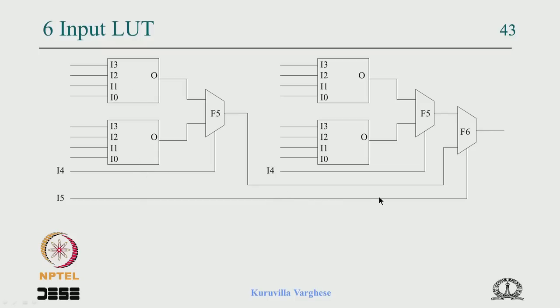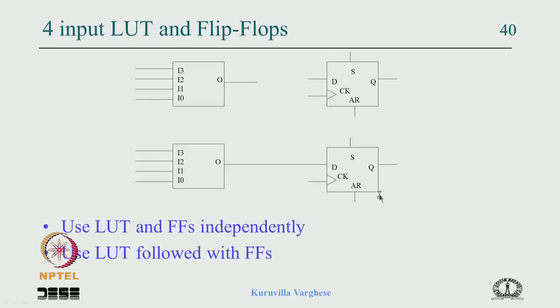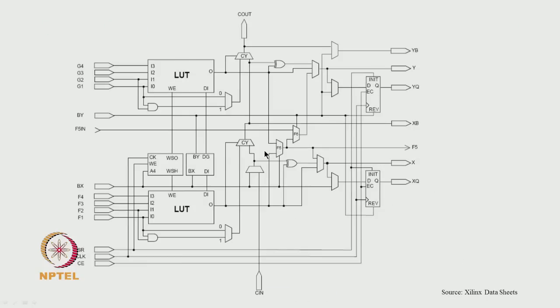Okay. So let us go back to the slice diagram from Xilinx and you look at this. Assume that we have combined these two lookup tables into a 5 input using an F5, and assume that there is a slice before or behind that, that could be coming from the same logic block or a different logic block, it does not matter. And now you can see that, assume that the F5 output is coming here.